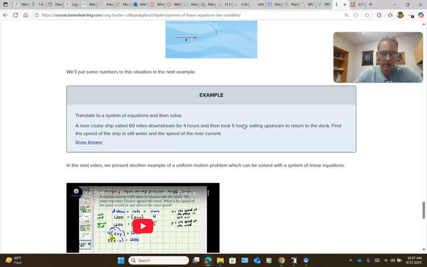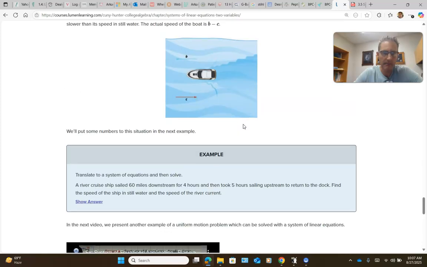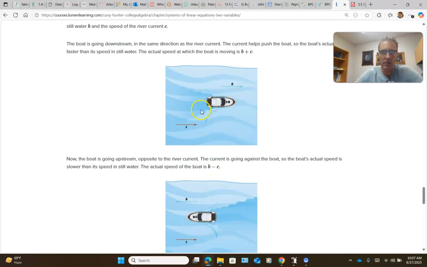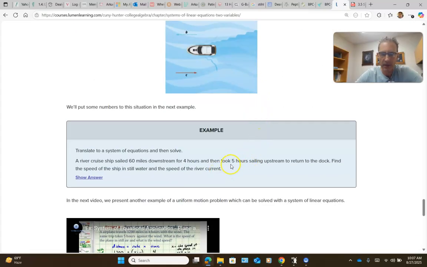And then lastly, look at this one. It says a river cruise ship sailed 60 miles downstream for 4 hours. Okay, so it's sailing, this could be downstream, I guess. And then it took 5 hours sailing upstream to return to the dock. Okay, so it was sailing at 60 miles an hour. That's what the throttle was set at.